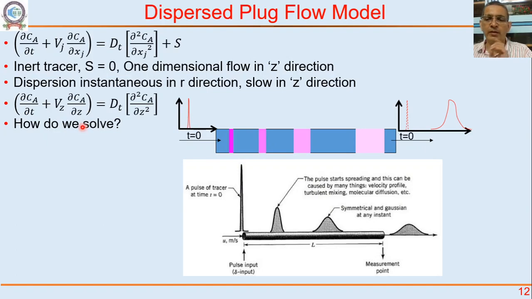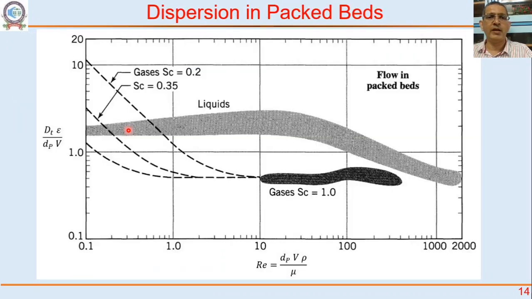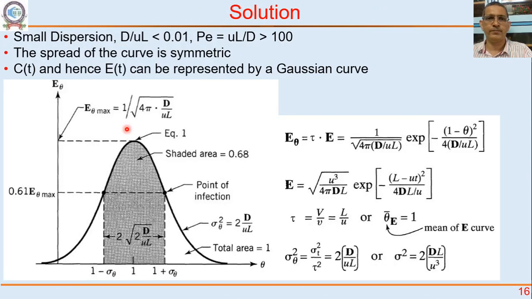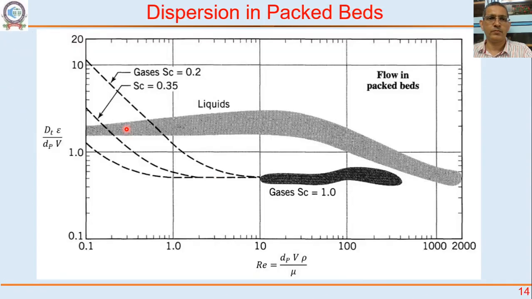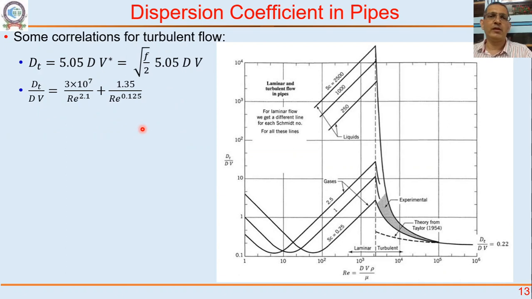How do I solve? So there are a couple of things before we solve. First of all, something to do with our dispersion coefficient. Something to do about dispersion coefficient. So for the dispersion coefficient in pipelines, several correlations are there.